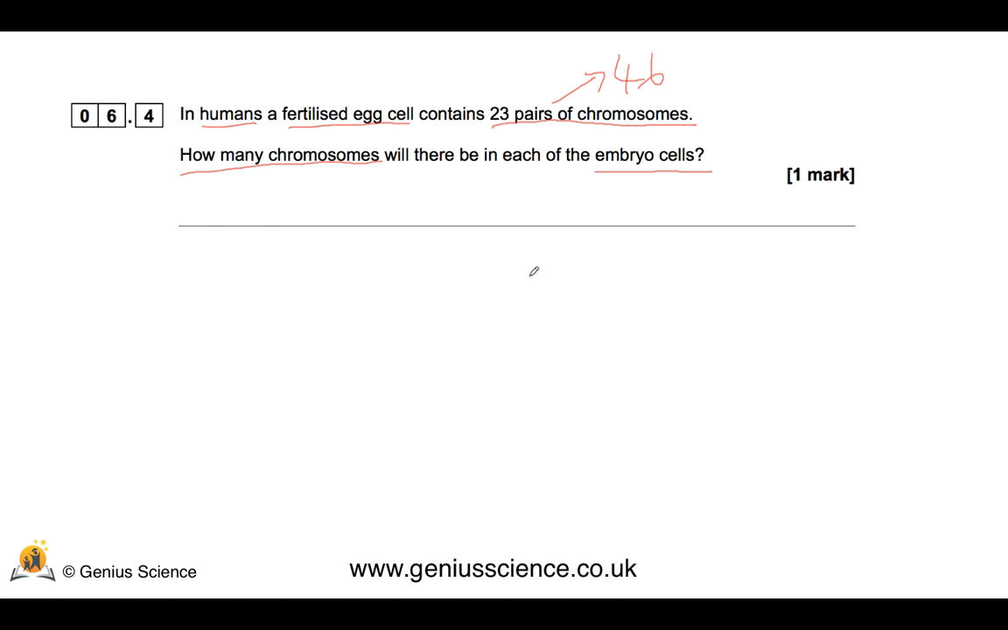Now, remember, I said that our zygote undergoes mitosis, a few rounds of mitosis, to end up as a ball of cells known as an embryo. So mitosis produces genetically identical daughter cells. Therefore, the embryo cells are also going to have 23 pairs of chromosomes, or 46 chromosomes. So here you could write 46, or you could write 23 pairs, and it'll be exactly right.